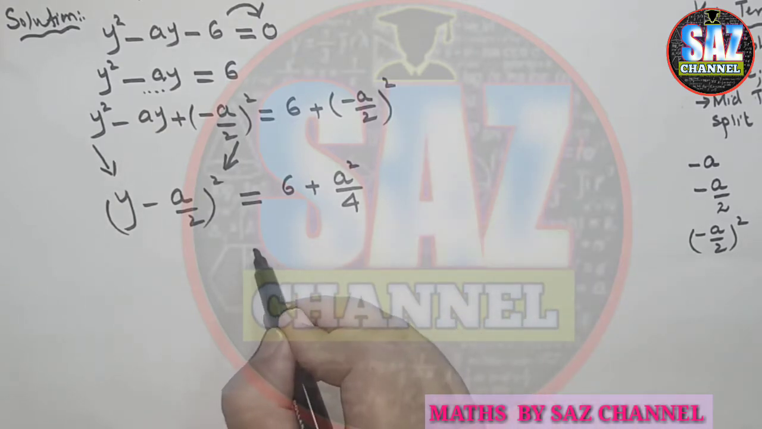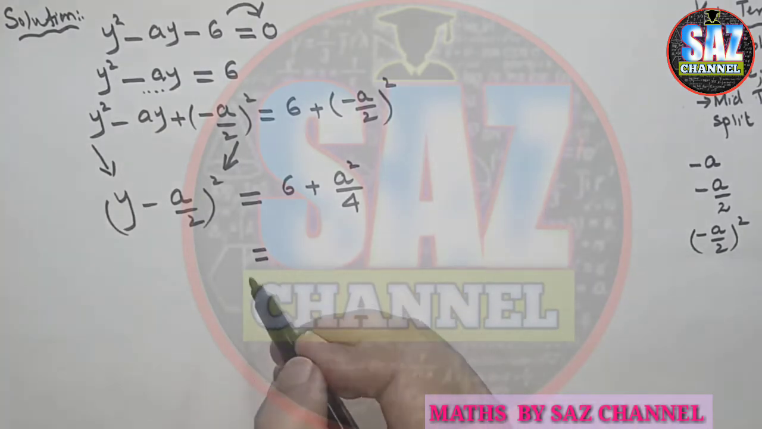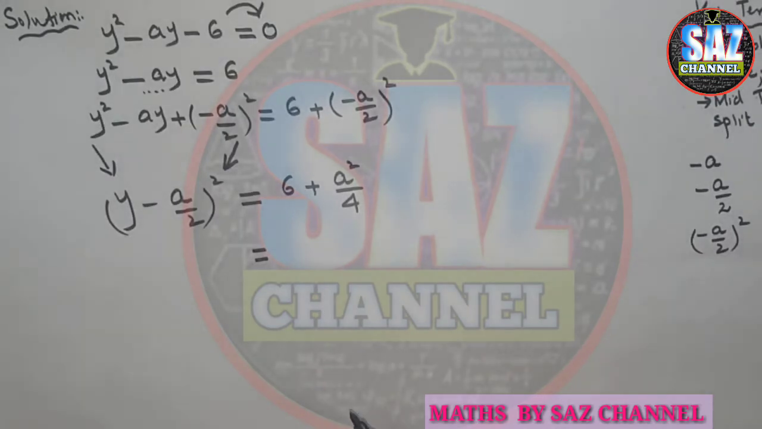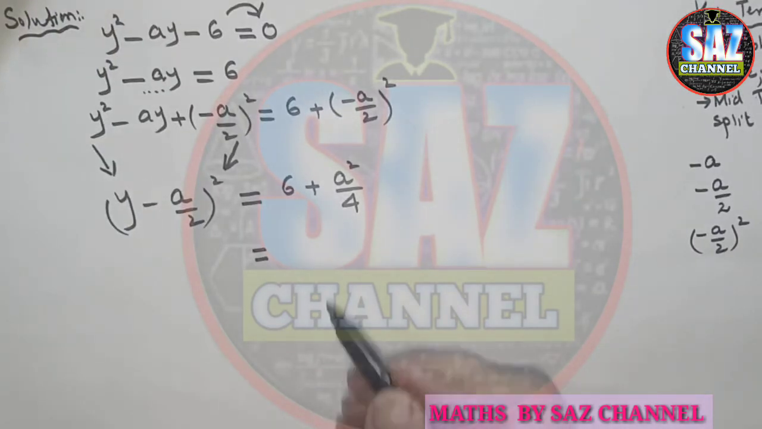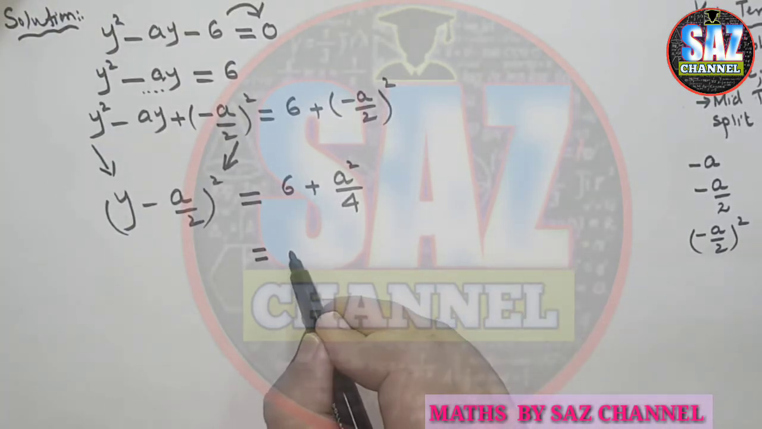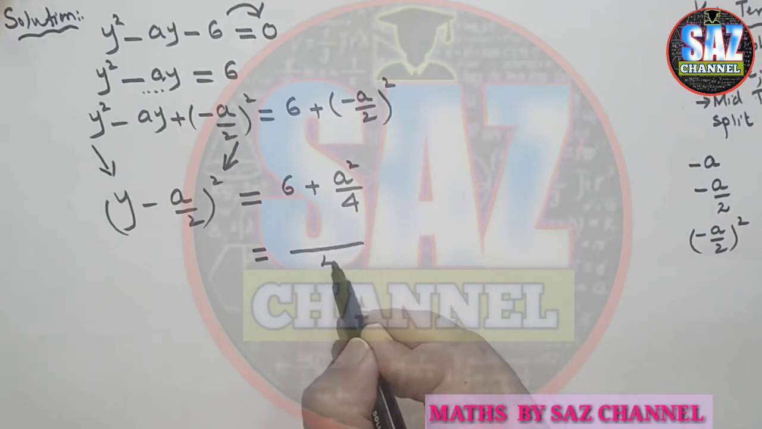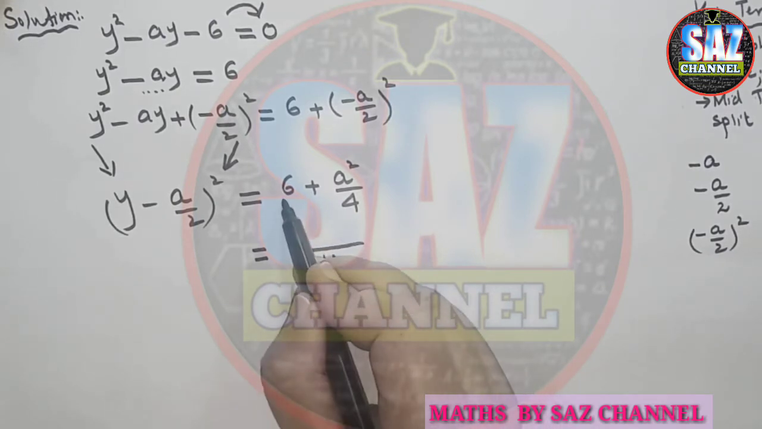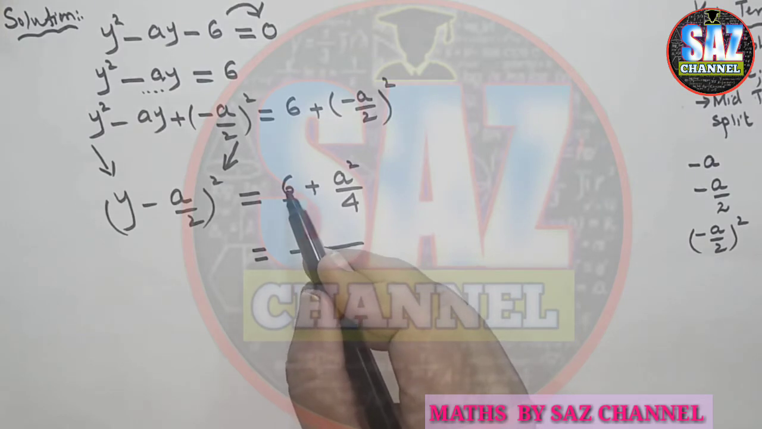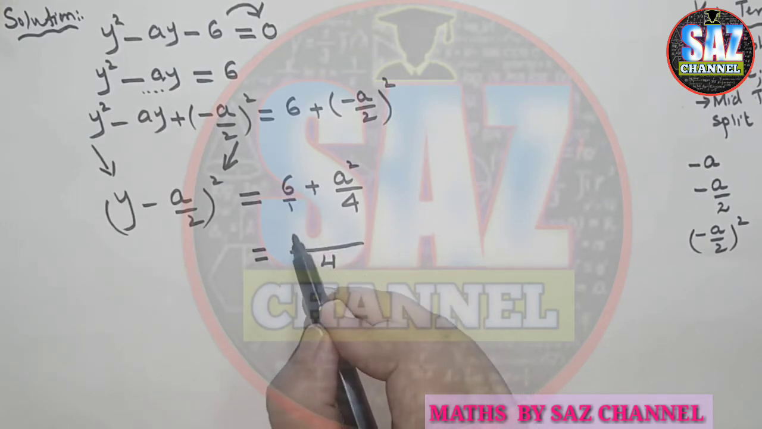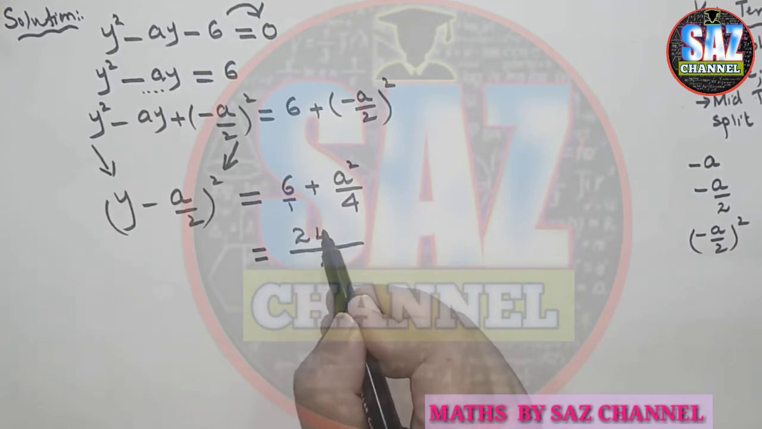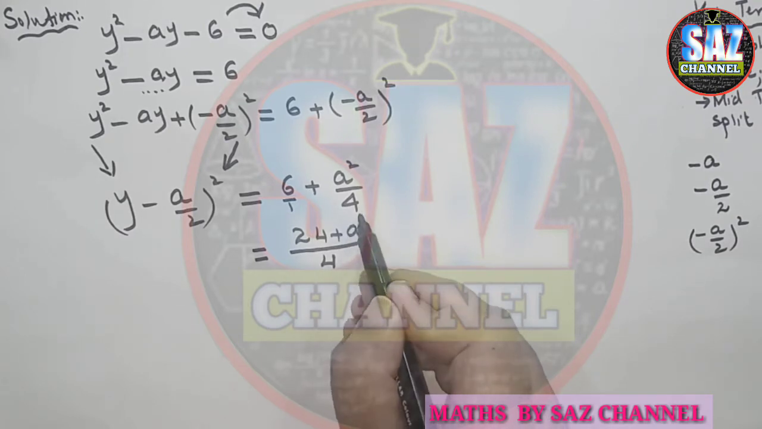Now in order to express y in terms of a, I have to simplify the right hand side of the equation. I have to take the LCM. 4 will be the LCM. 6 has the denominator 1, so 6 will be multiplied by 4. It will become 24 plus a square.